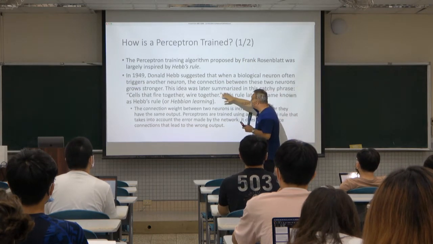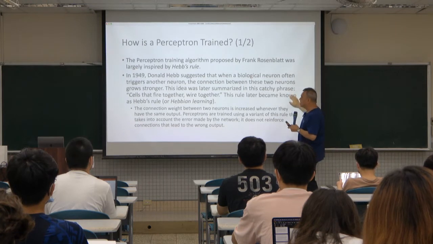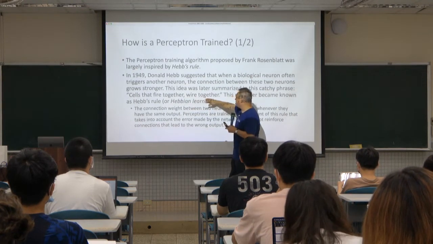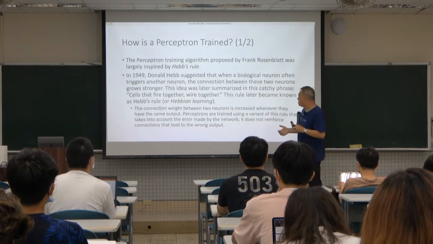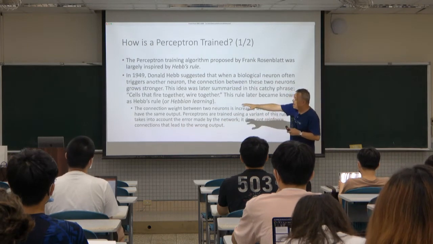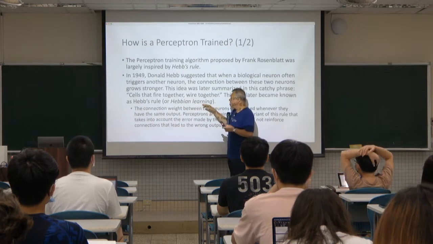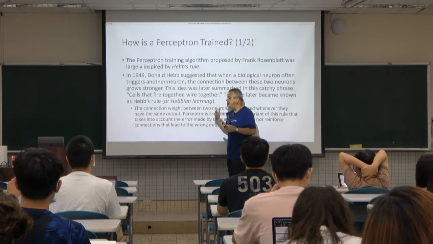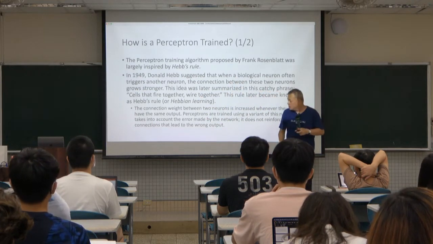So the idea, summarized in a catchphrase, is something like this: cells that fire together, wire together. Very, very simple catchphrase. This rule is known as Hebb's rule, or we call this Hebbian learning. This idea is used to train our perceptron.